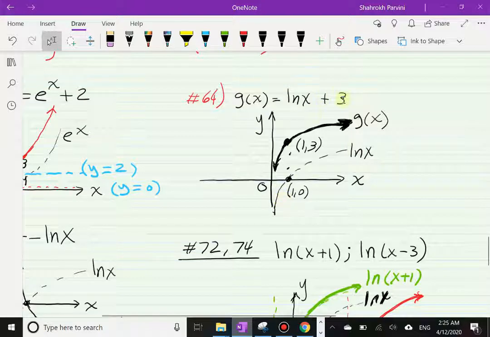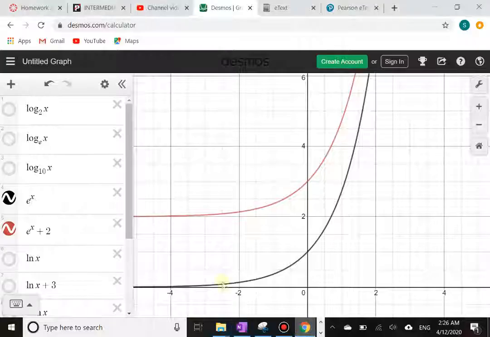And then the effect of plus 3 again is to shift the graph, everything moves up 3 units. So the point on the x-axis, which has a y of 0, now moves 1, 2, 3 to a height of 3. Likewise, all points move up 3 units. So that's ln of x plus 3. Let's take a look at it in Desmos.